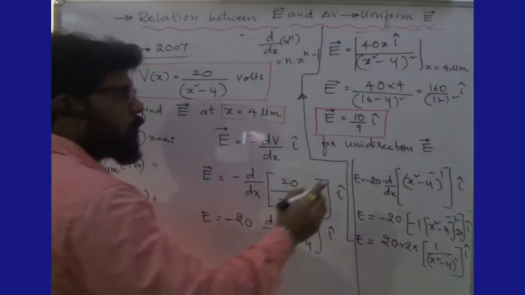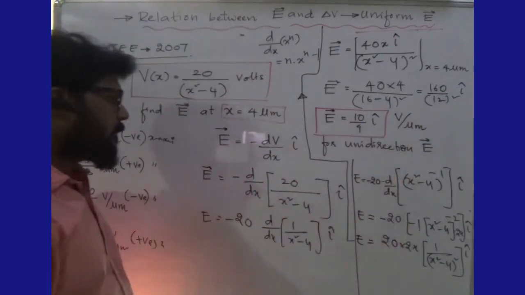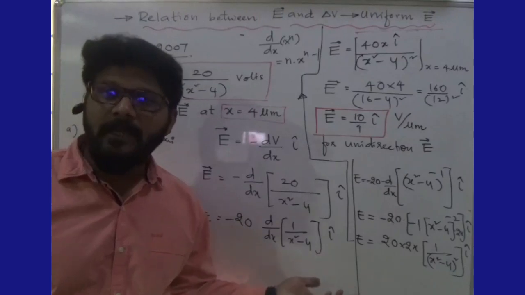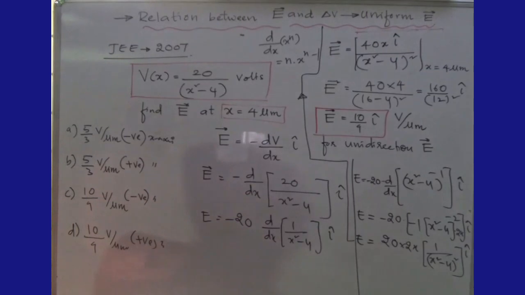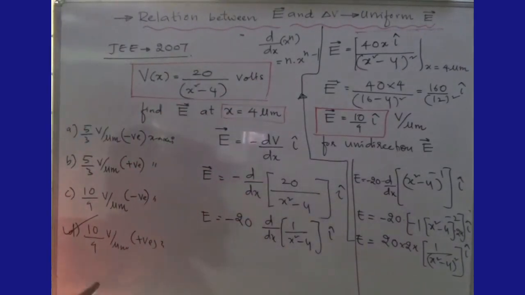What are the units? Volt per micrometer. So it is I cap. If it is minus I cap, it is the negative direction. Positive I cap is nothing but the positive direction. So option D is the correct one. Hope it is clear. D will be the answer. Any doubts? Let me know. Then we'll proceed.